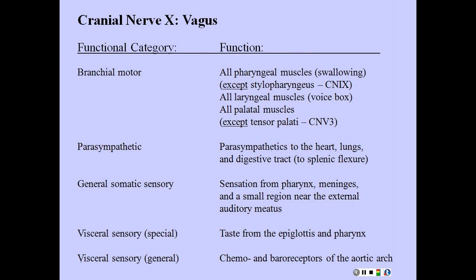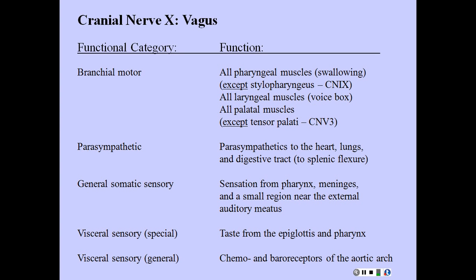So, vagus, the wanderer. Up until now, all 9 we've done so far have remained in the head and neck. Vagus is the one that leaves the head and neck and goes off somewhere else. That's not to say that it doesn't do things in the head and neck, which it actually does. And there are some really important ones here for us. If you look at the motor component, it's doing the pharyngeal muscles, laryngeal muscles, and palatal muscles.